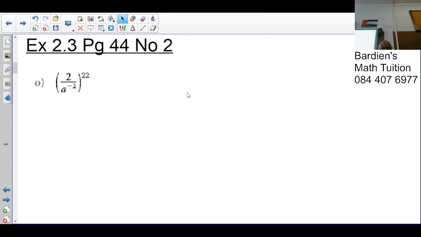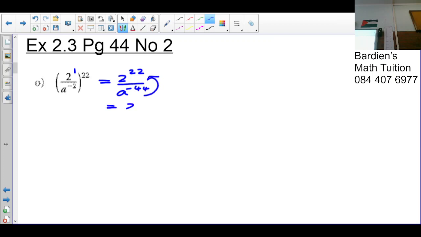Okay, so what we need to do is, we know there is a 1 on that 2, not so? So that will be 2 to the exponent 22 over a to the exponent negative 2 times 22, which is negative 44. We take it up because of the negative exponent: 2 to the 22, a to the 44. Now as we know, 2 to the 22 is a fairly large number. So it's going to be 4,194,304 a to the 44.